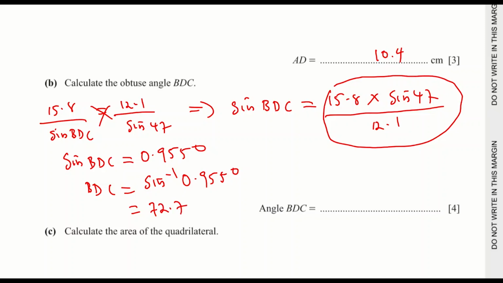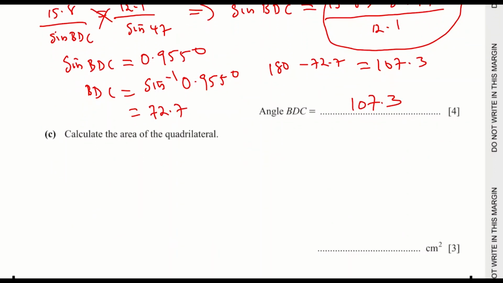72.7 is not the final answer, because we have to find the obtuse angle of BDC. So what we need to do now is to subtract 72.7 from 180 degrees. So 180 degrees minus 72.7 will leave us with 107.3. So that's the final answer, 107.3. So let's go to part C.